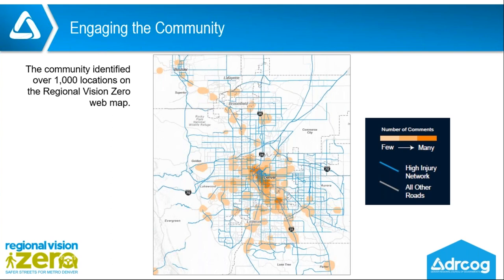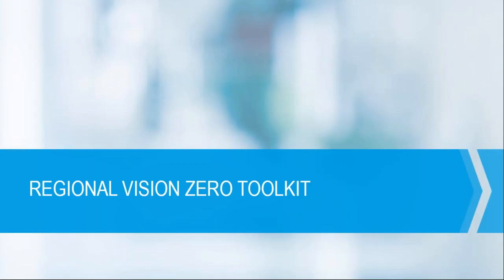And this map here just shows how the interactive map locations overlap with the data-driven regional high injury network. And as you can see from the map, the data-driven areas are pretty consistent with the locations the public identified. So the Regional Vision Zero toolkit is the bulk of the plan. It consists of the data-driven regional high injury network, the crash profiles that were broken up by area type, behavior profiles, and countermeasures. And I'm just going to talk about each one of those briefly.